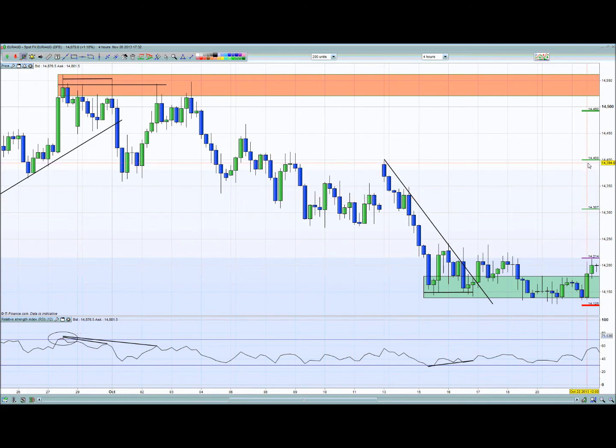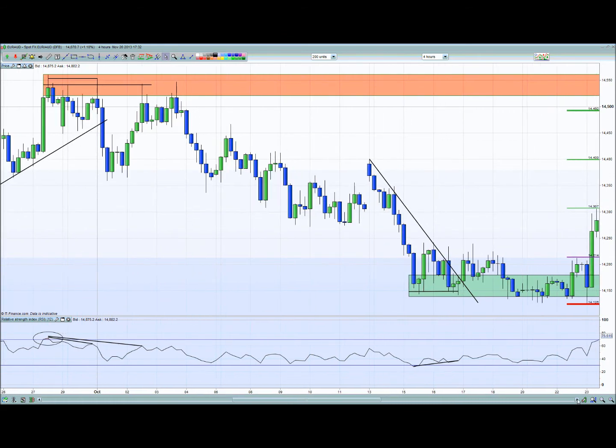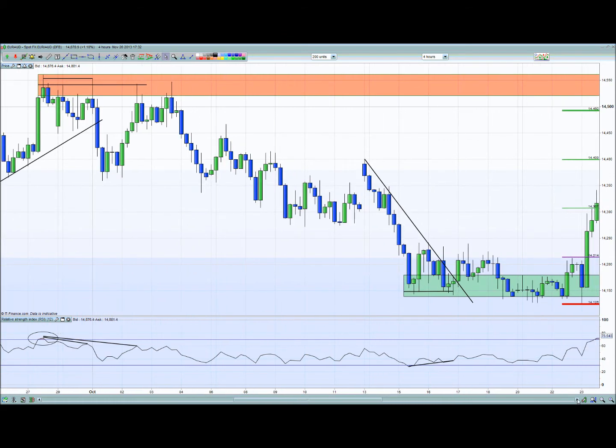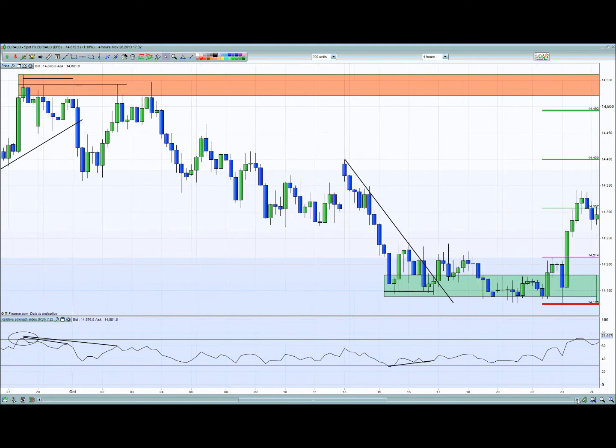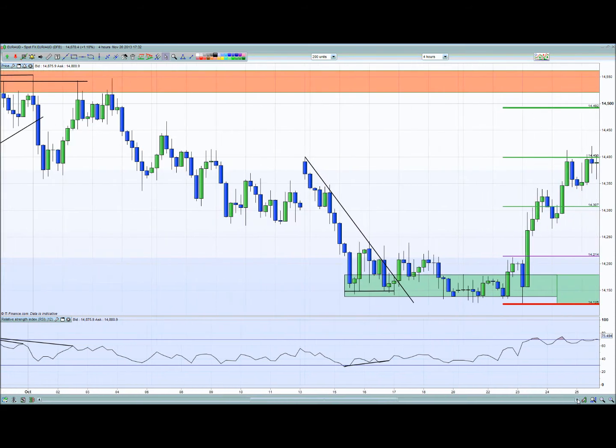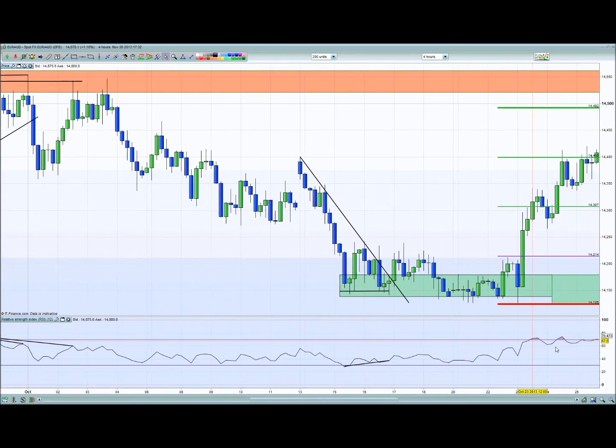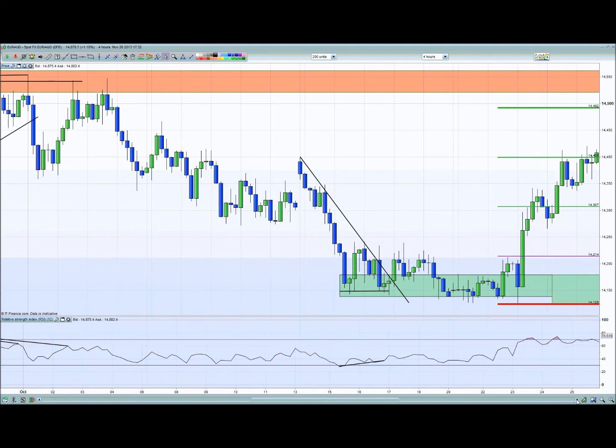Target 1, 1-to-1, target 2, 2-to-1, target 3, 3-to-1. Now the 3-to-1 is more than achievable on this because the previous resistance is well above it. So let's see how this goes. Okay, so she's taking in. Target 1 achieved. Target 2 achieved. We're looking for some RSI extremity, which we have got, but we haven't got divergence yet. Let's take a quick look.